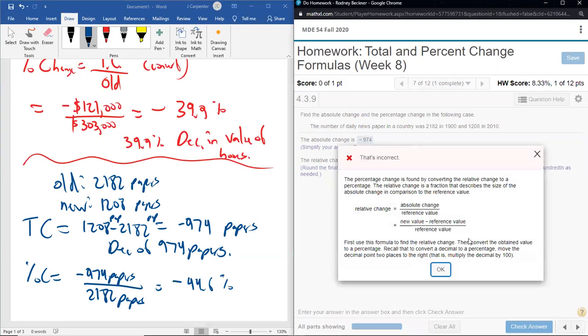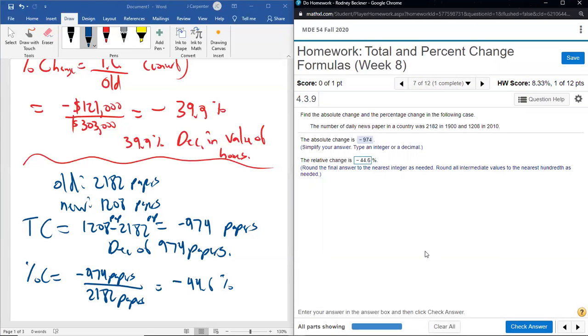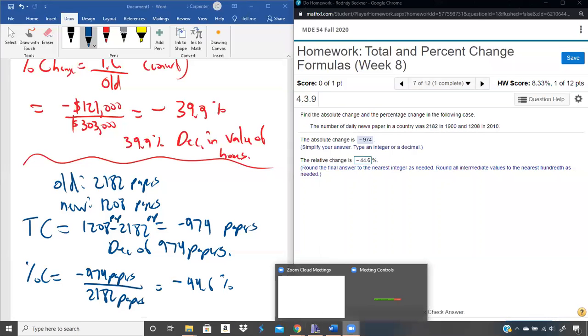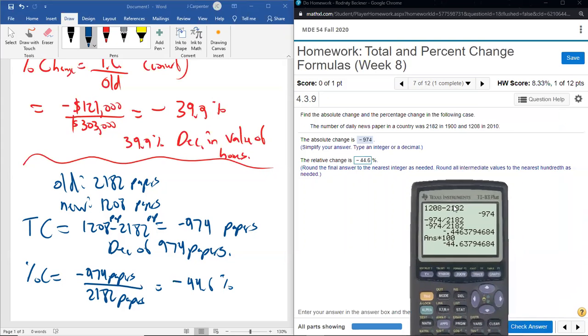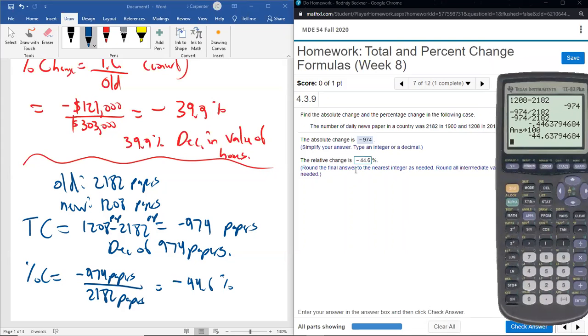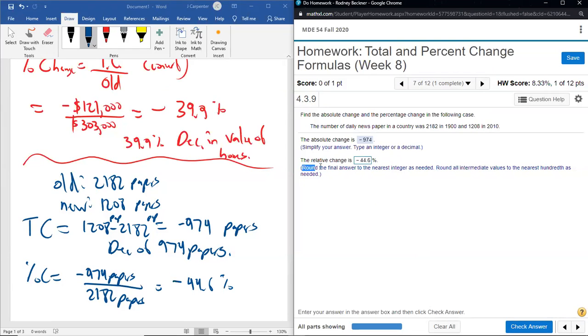Drum roll. What did we do wrong? Did I type a number wrong? Negative 974 divided by 2182. I see what I did wrong. I didn't read the instructions, did I? I got used to everything else telling us to round to the nearest tenth, and they tell us to round to the nearest integer. So this should not be negative 44.6, this should be negative 45.